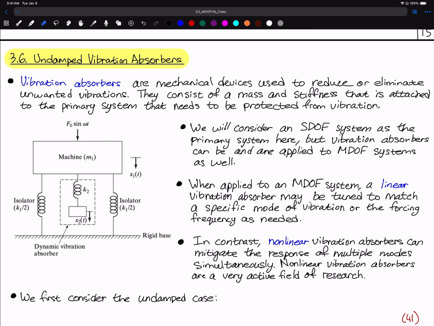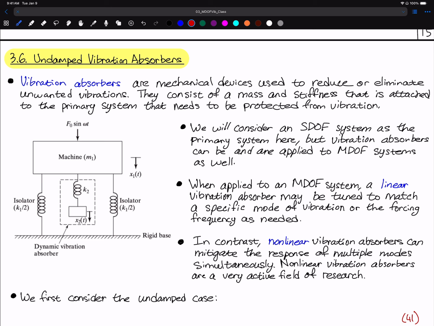Like I said, they can be applied to MDOF systems. We're just going to consider a SDOF system here. When you apply it to an MDOF system, a linear vibration absorber may be tuned to match a specific mode or the forcing frequency as needed. It depends on what you're trying to do. The key thing is that a linear vibration absorber can really only mitigate a single mode at best, or it needs to be tuned to mitigate that mode.